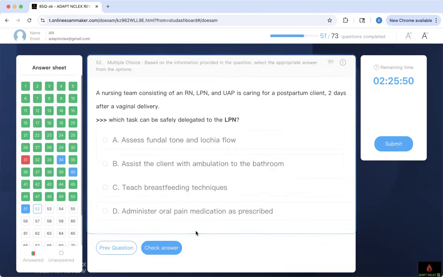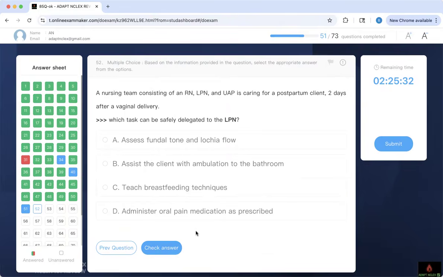What do you think? We're on delegation. How much do you know? Management of care. You can't get away from it. Management of care. Prioritization. And what? Delegation. And what? Infection control. The NCLEX is going to ask you. And safety.